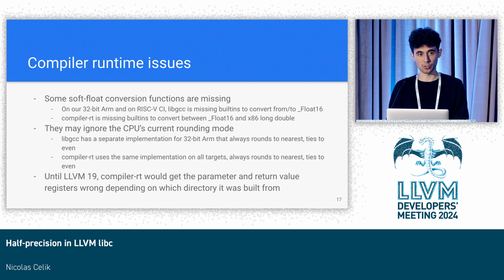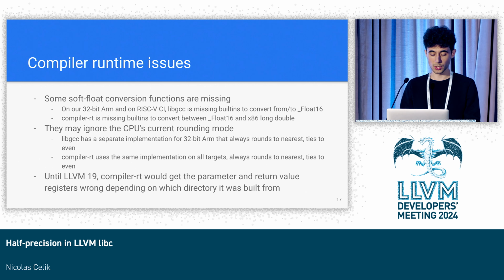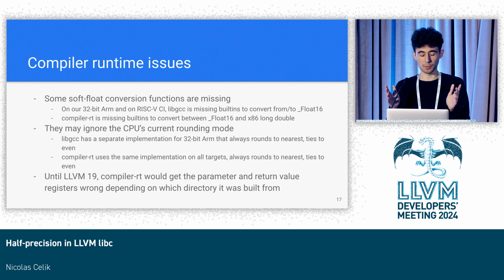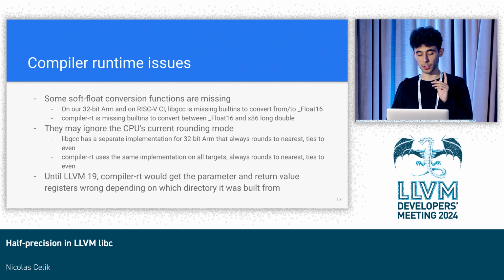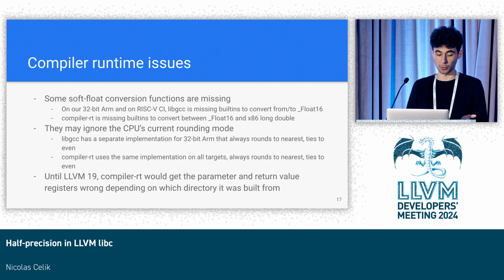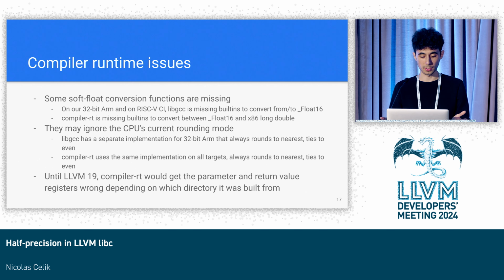And these functions, even if they're available, may give incorrect results. They may ignore the CPU's current rounding mode and only assume that the default rounding mode is being used. That's what happens with libgcc on 32-bit ARM. It has a separate implementation of these functions for that target only. I don't know why. Compiler-rt uses the same implementation on all targets, so it has that same issue on all targets, always rounding to nearest, ties to even.